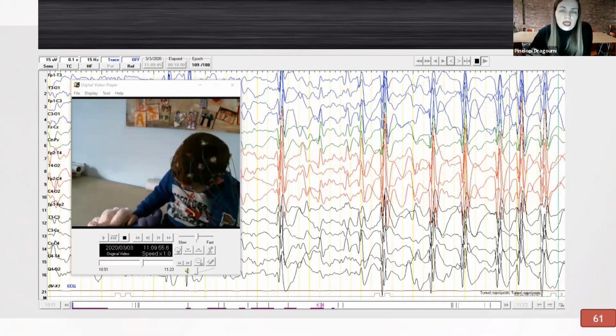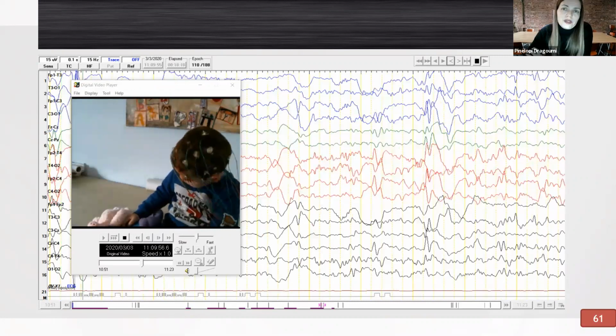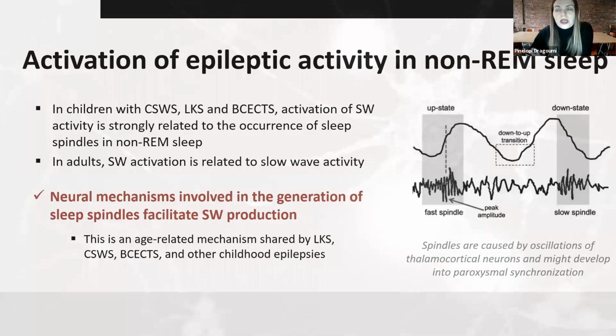And we tried treating him with steroids, as we see, and carbamazepine and clobazam, but he did not respond. And we'll see that sometimes this pattern might go later on, just as the brain matures.